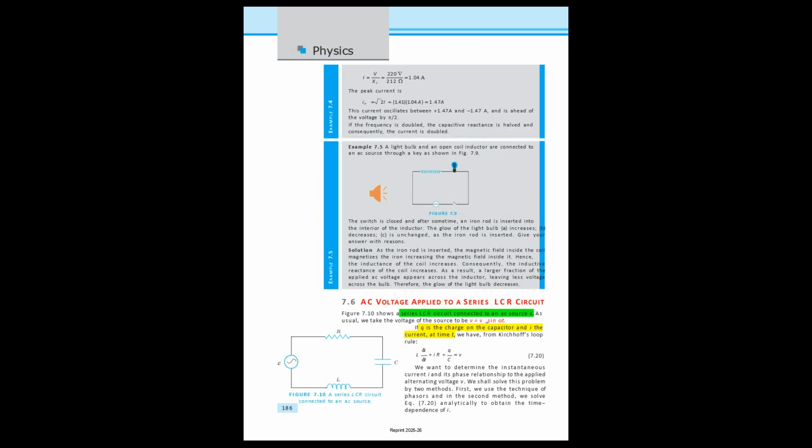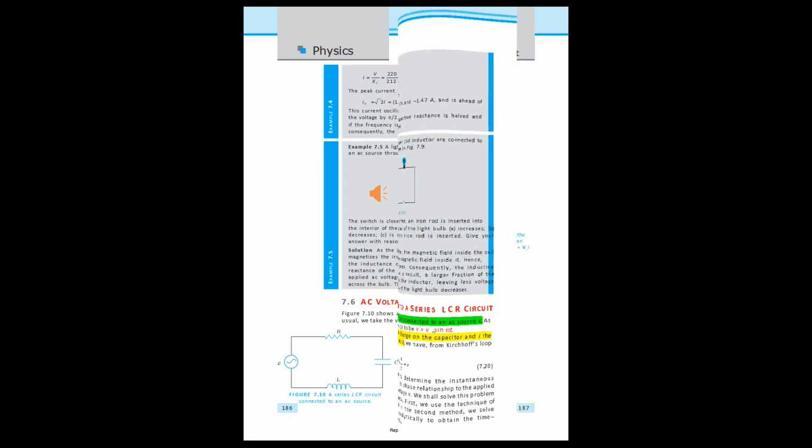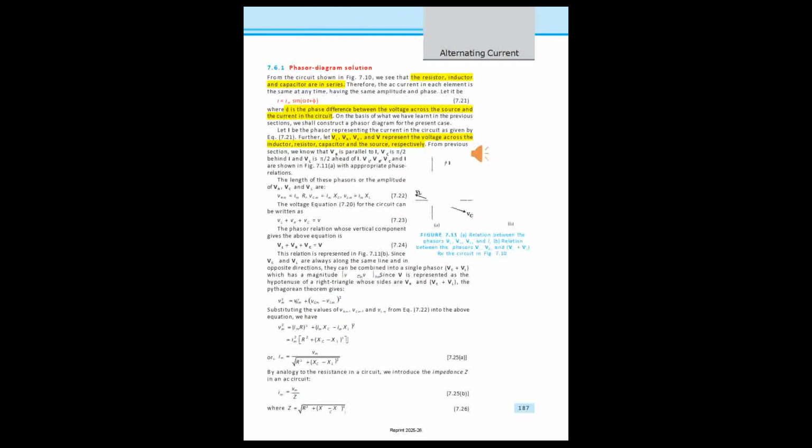We shall solve this problem by two methods. First, we use the technique of phasors, and in the second method, we solve equation 7.20 analytically to obtain the time dependence of I. Phasor diagram solution. From the circuit shown in figure 7.10, we see that the resistor, inductor and capacitor are in series. Therefore, the AC current in each element is the same at any time, having the same amplitude and phase. Let it be I equal to Im sin (omega t plus phi), where phi is the phase difference between the voltage across the source and the current in the circuit.